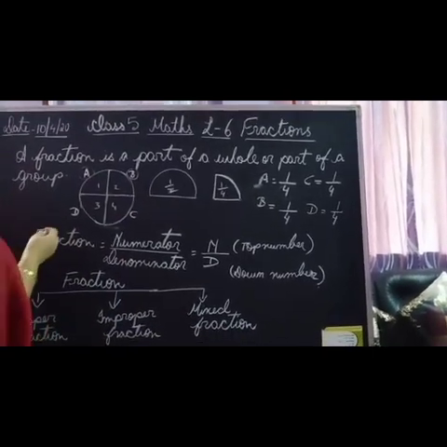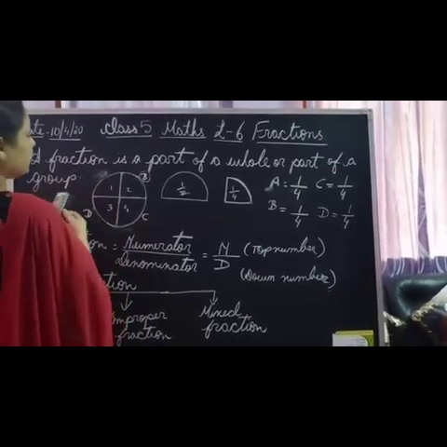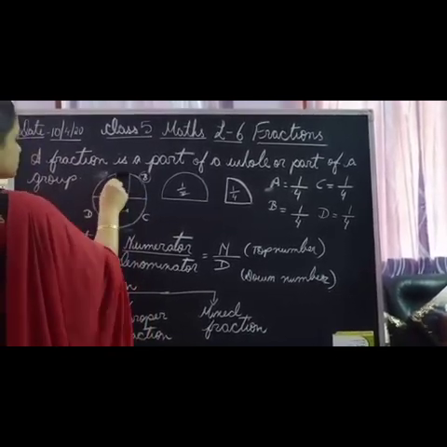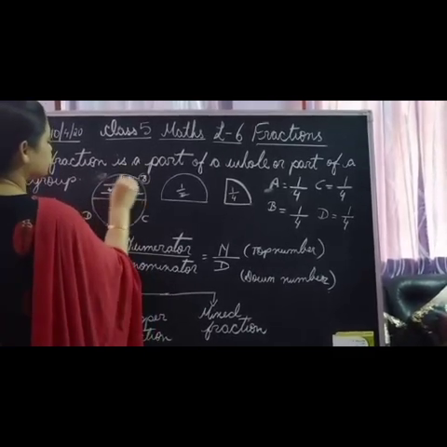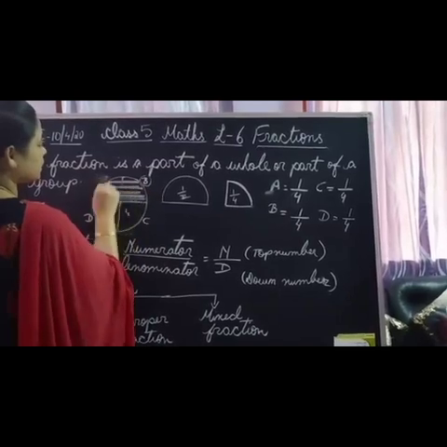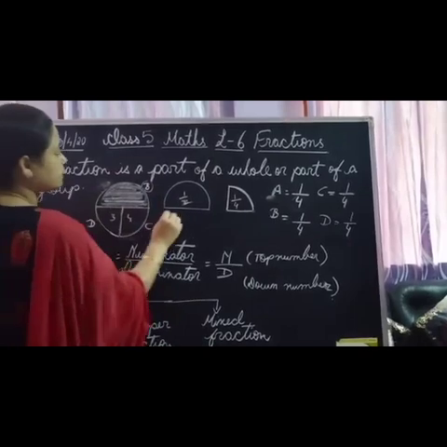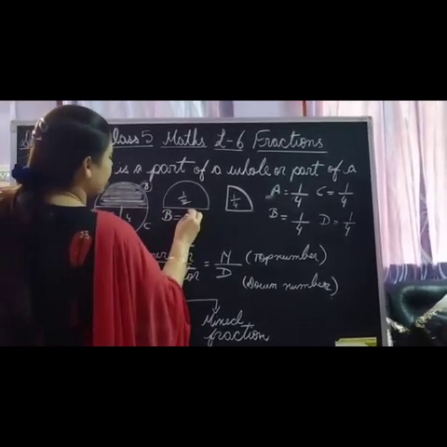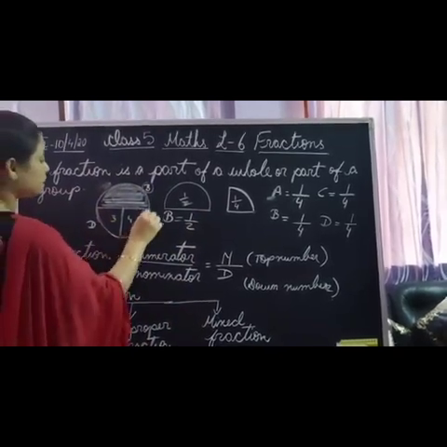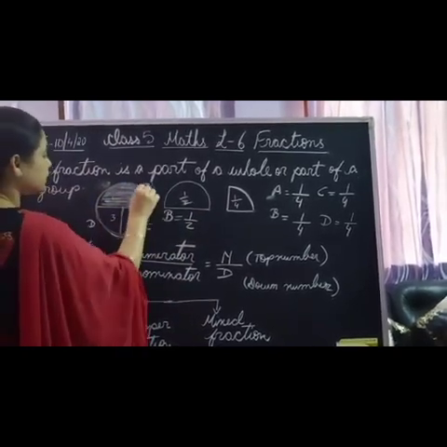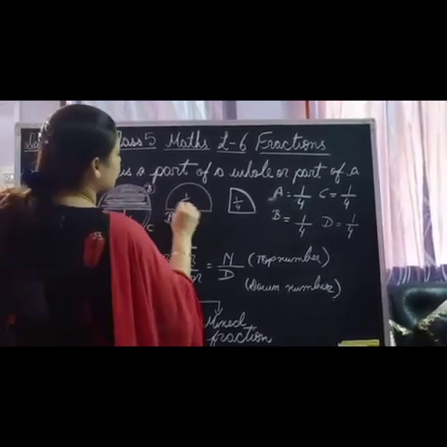Now I have changed the story that this friend B is very hungry and wants to have more pizza. Suppose now B will have these 2 parts. He is very hungry, so he will have this whole part. So he will eat this whole part. So now how much pizza did B eat? So B had this time half of the pizza. So he had half of the whole pizza. So this part is called half.